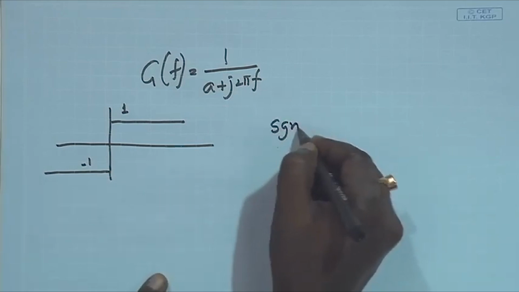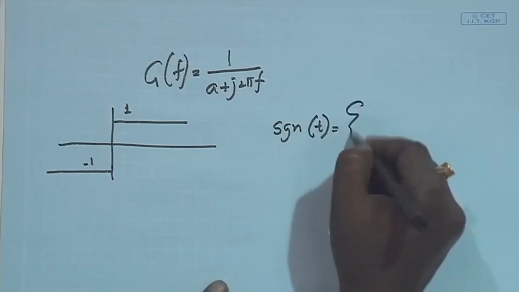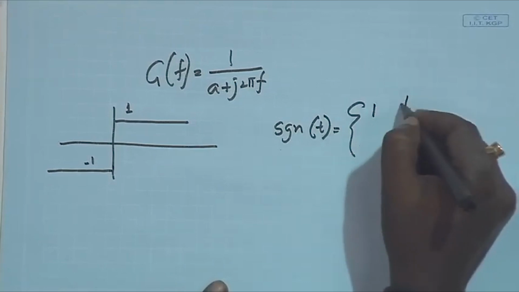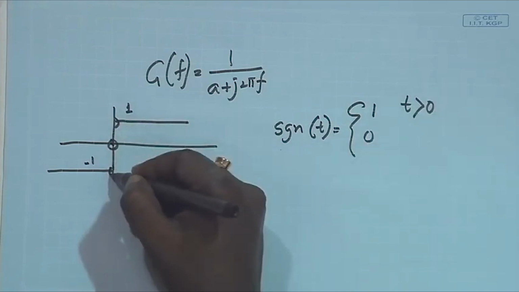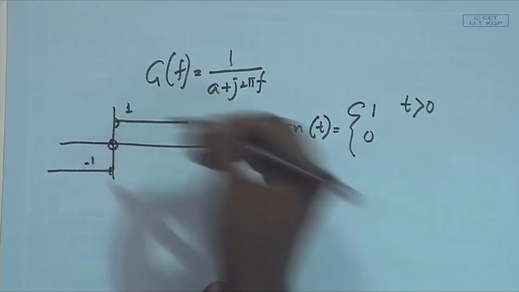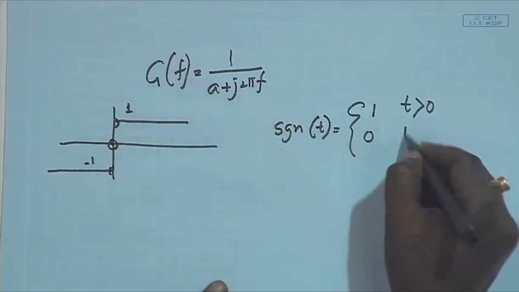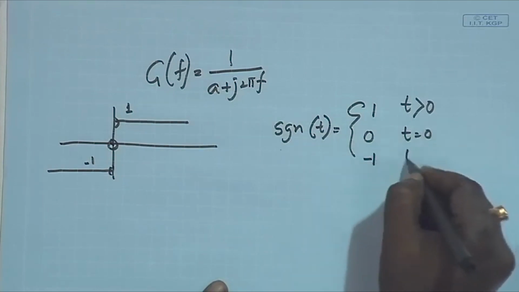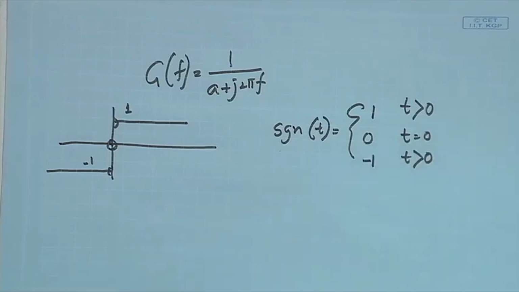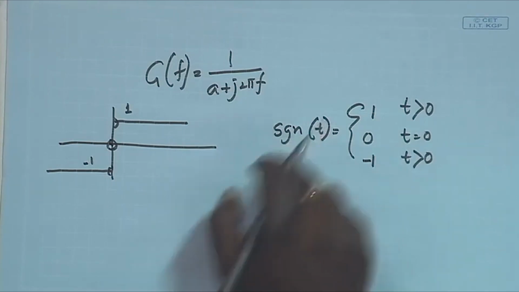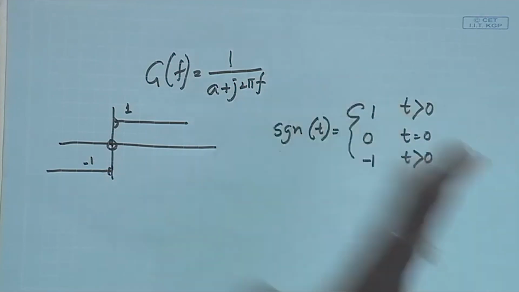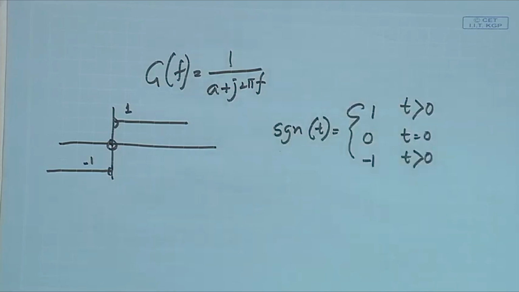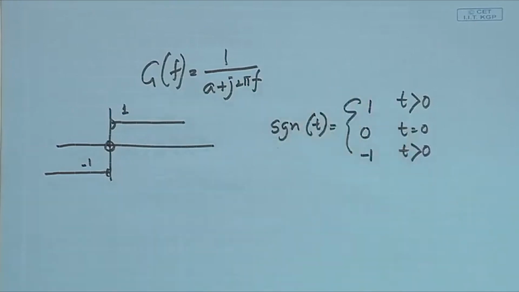If I say signum of t, that is actually plus 1 whenever t is greater than 0. At this point it gets a value 0. So, this is open. This is a discontinuous function of course at t equal to 0, and this is minus 1 for t less than 0. If you wish to do a Fourier transform of this signum function, you will see that we will have a technique called single sideband modulation, where the signum function is a very important function, and that is why we are doing this Fourier transform. So, it is very important that we understand the Fourier transform of this.